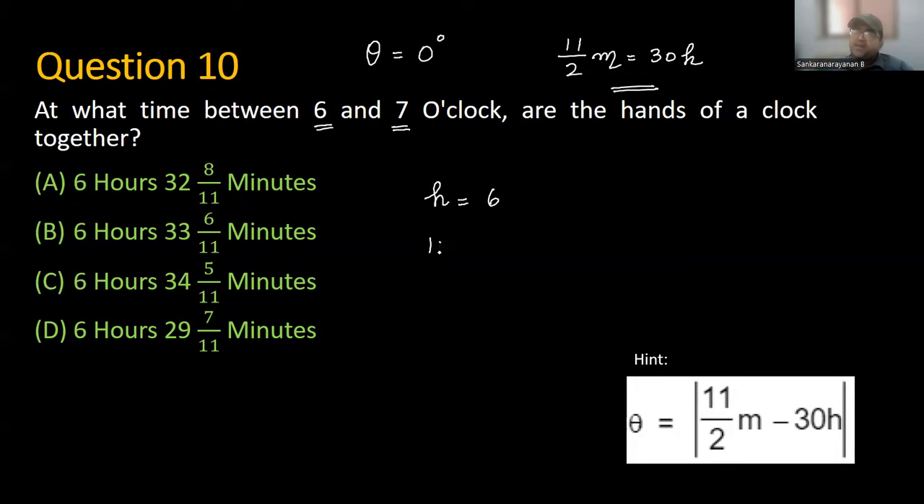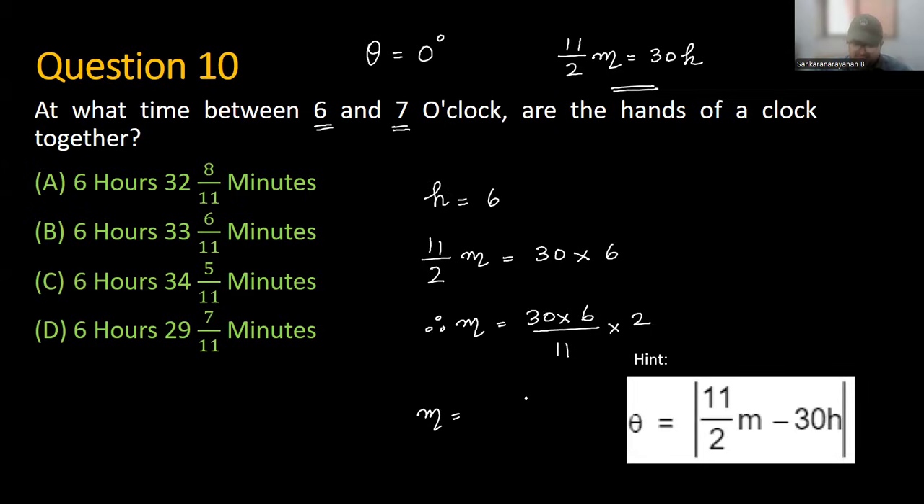Now consider the formula: 11 by 2 m is equal to 30 into, instead of h, you can put the value as 6. So from this, I can see m will be 30 into 6 divided by 11 into 2. I'm just taking that 11 by 2 to the right hand side. Okay, so it will be 30 into 6 into 2 divided by 11. And on calculation, you can see that this m value will be coming as 32 and 8 by 11.